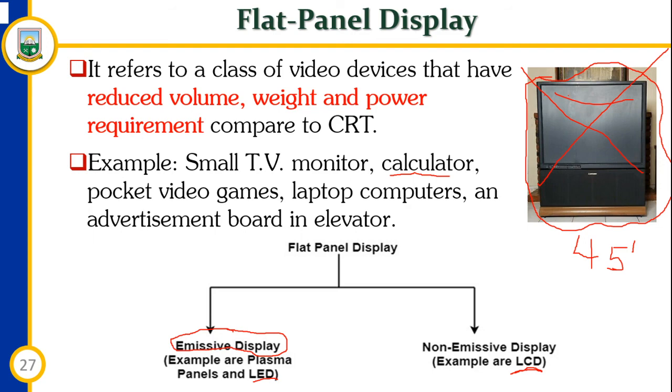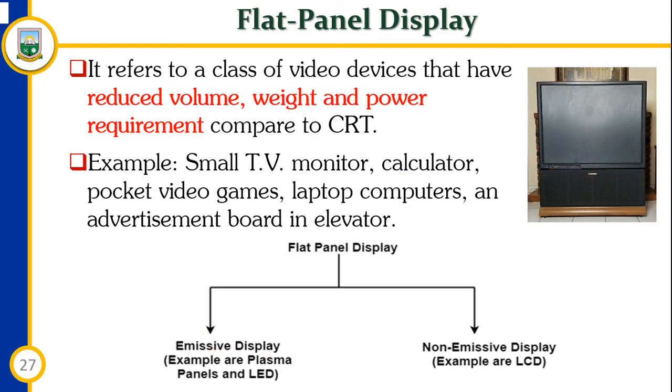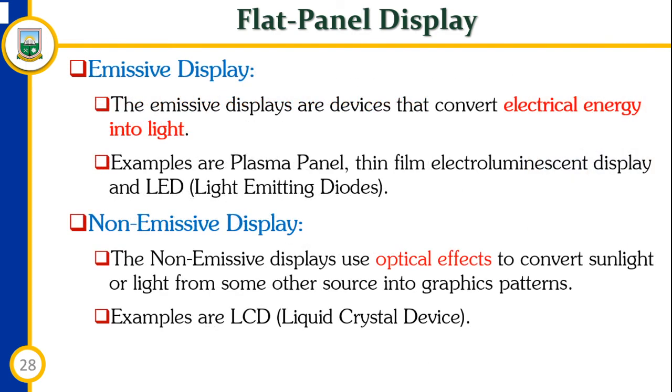So for the emissive display and also the non-emissive display, we have the emissive display being devices that convert electrical energy into light. So that is the emissive display. An example is the plasma panel, the thin film electroluminescence display, and the LEDs that are available. That is the light emitting diode when we talk about the emissive display.